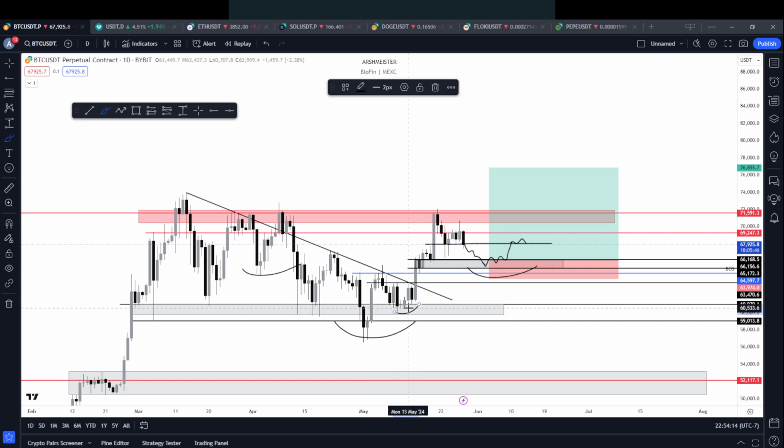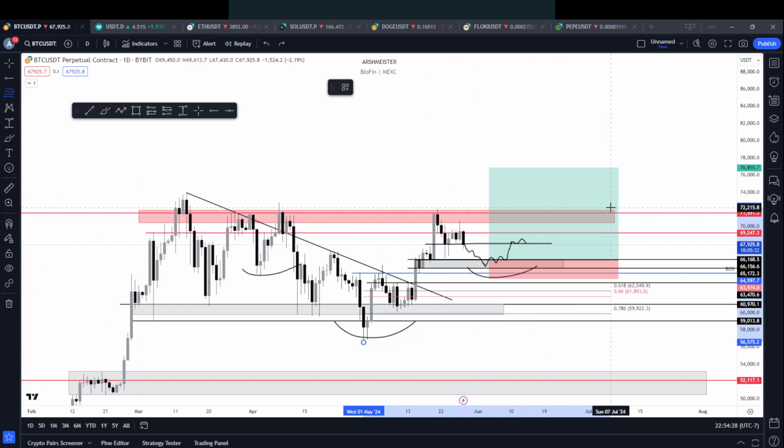Right, here is your higher low. Here's your higher high. We put another higher low as well. So all signs point to that being a good entry. If I were to also draw fibs, let's say we take it from here to the top.